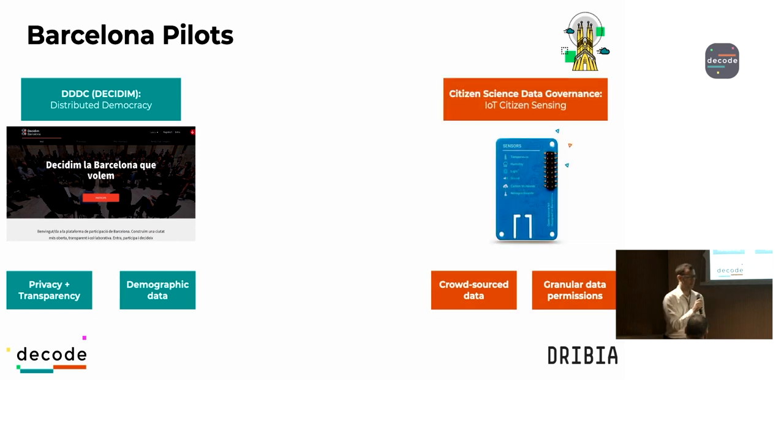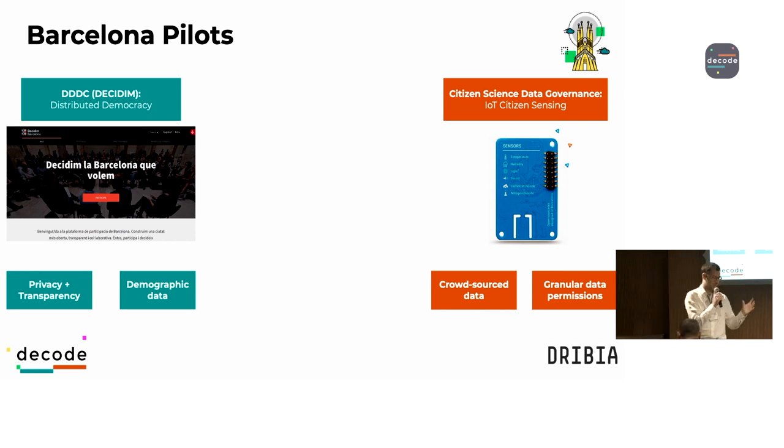Then the second pilot is called the Citizen Science Data Governance, in which we support a community that wants to address environmental problems in Barcelona, mainly light, sound, and pollution, using IoT devices. So we support them, allowing them to have more granular data permissions. That means that people now can choose the data that was generated by the IoT devices. They can decide what data exactly they share, for whom, and for what purpose.